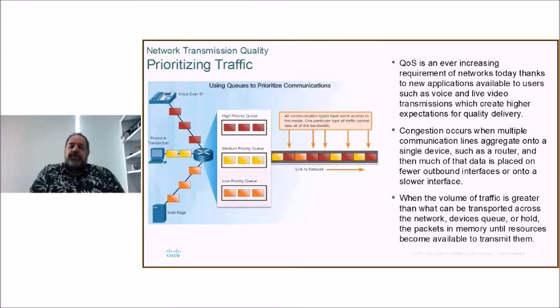So QoS is an ever-increasing requirement of networks today, thanks to new applications available to users such as voice and live video transmissions, which create higher expectations for quality delivery. Congestion occurs when multiple communication lines aggregate onto a single device such as a router, and then much of the data is placed on fewer outbound interfaces or onto a slower interface. When the volume of traffic is greater than what can be transmitted across a network, devices queue or hold the packets in memory until resources become available to transmit them. So that's why we need these prioritised communications.